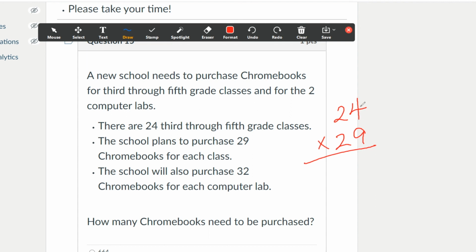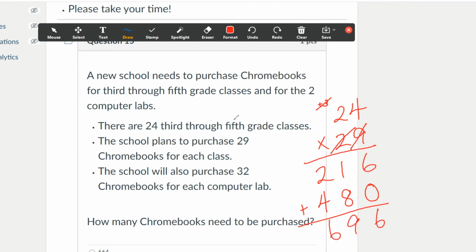9 times 4 is 36, plus 3. 9 times 2 is 18, plus 3 more is 21. We finish with the 9, so we cross it out and move to the next row. There's one number that's crossed out. 2 times 4 is 8. 2 times 2 is 4. We would cross that out, move to the next row, but there's no more numbers. 6, 9, 6. So the classes are getting 696 Chromebooks.